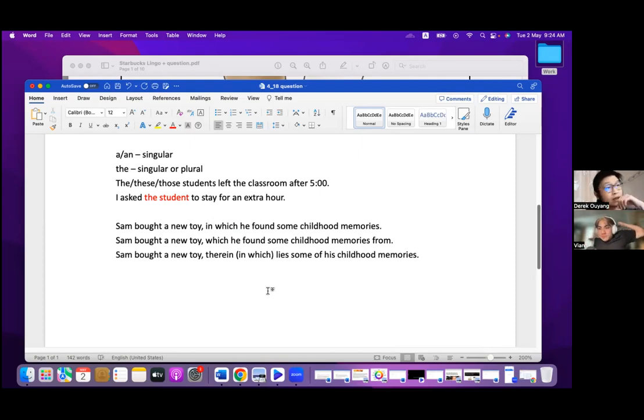Now, in American English, we don't use that kind of sentence a lot. But in British or Australian English, they like this kind of sentence. For example, I would never say, Sam bought a new toy in which he found some childhood memories. I would say, Sam bought a new toy, therein lies some of his childhood memories. I would use therein, because if I can use one word, therein, to replace two words, in which, in American culture, I would always do that.